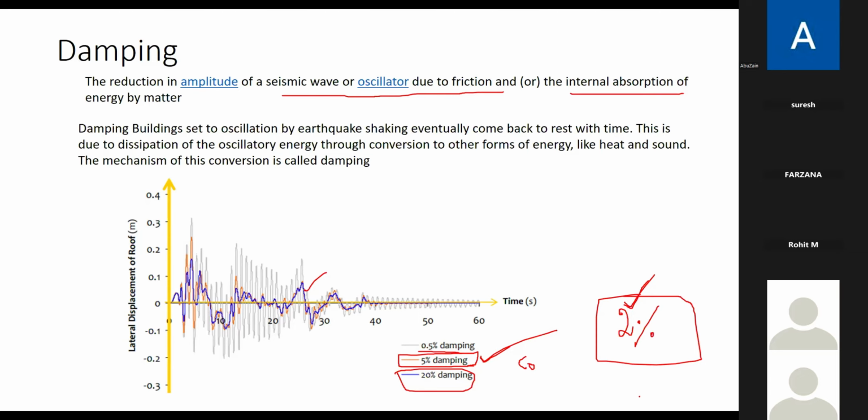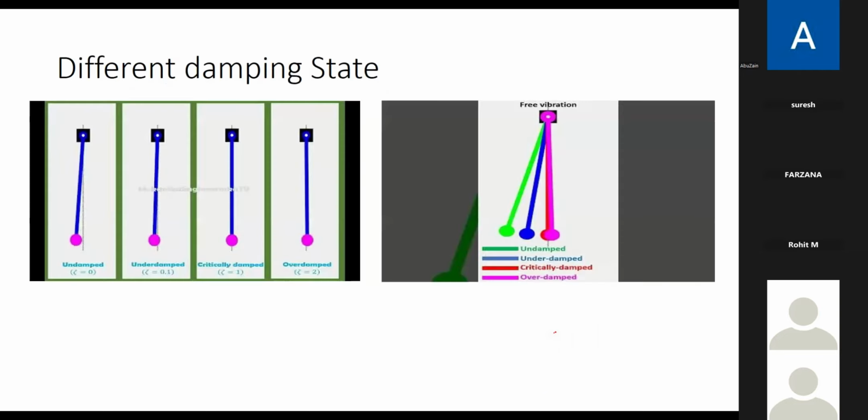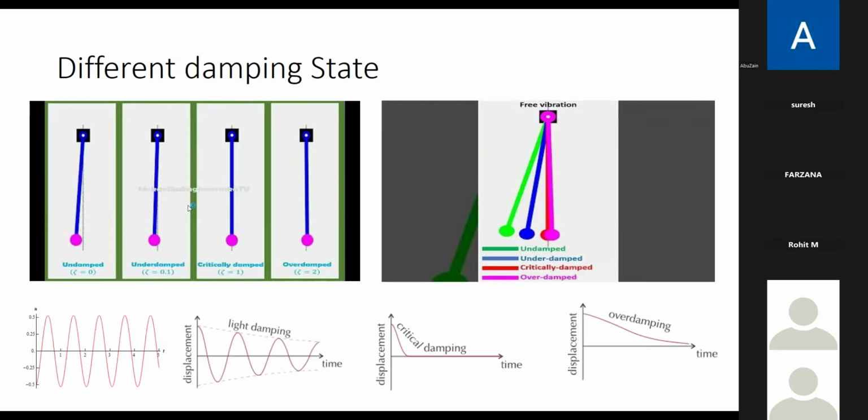Thank you, sir. So we'll see more about damping. There is something called damping: underdamped, overdamped, and critically damped. I'll just try to show what happens. I'll just play this video. Let's see.